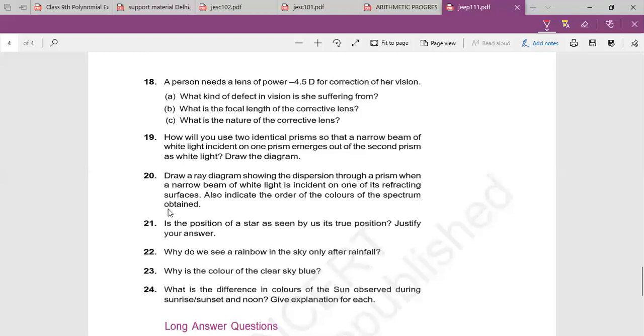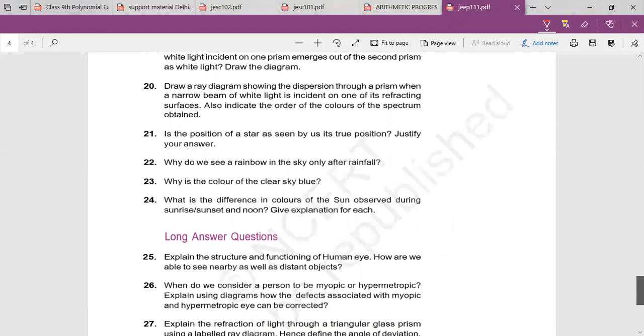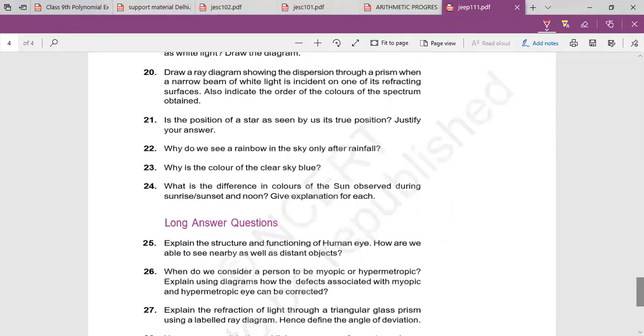Why is the color of the clear sky blue? You already know the difference in colors of the sun observed during sunrise or sunset and noon. Give explanation. So at sunrise and sunset, what is the color? Reddish. And at noon? At noon, what is the color of the sun? White. So why? The reason?